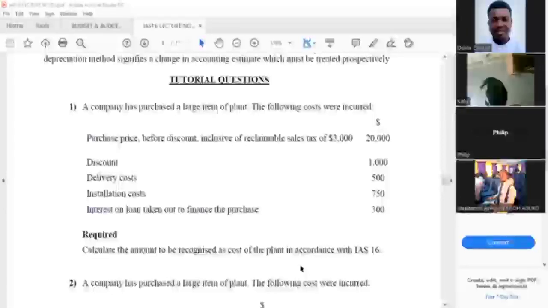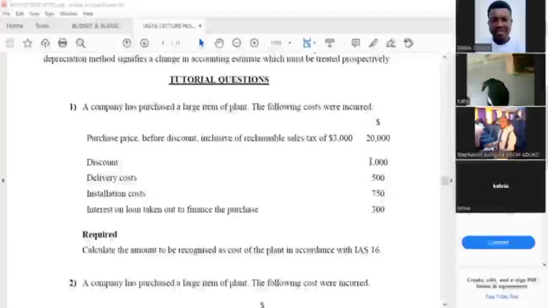So what will be the purchase price of the assets now? So it will be 17,000. That is the purchase price. 20,000 minus the reclaimable tax, which is 3,000. So the purchase price will now be 17,000, isn't it? Yeah. So what will happen to the discounts? You suppress the discounts. Take it out. Okay. Delivery cost.